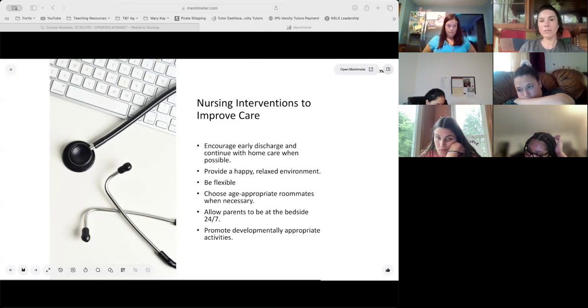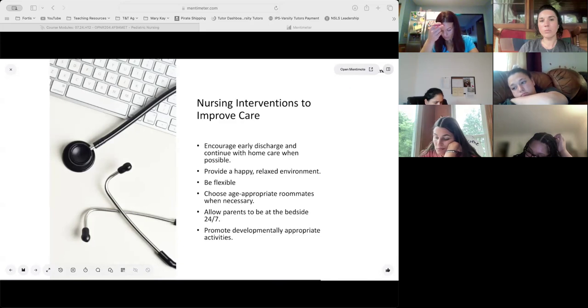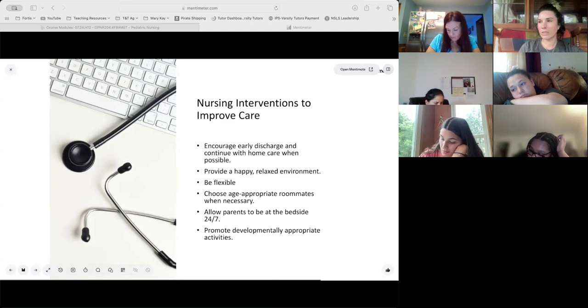We want to be flexible so we can provide that happy, relaxed environment. We want to work together with the families to ensure our best outcomes for everyone. We'll talk about choosing age-appropriate roommates a little bit later. We want to encourage those parents to be at the bedside as much as possible. So we also refer to that as rooming in, is another term that you might see. And that just means that parents can be at the bedside 24/7.